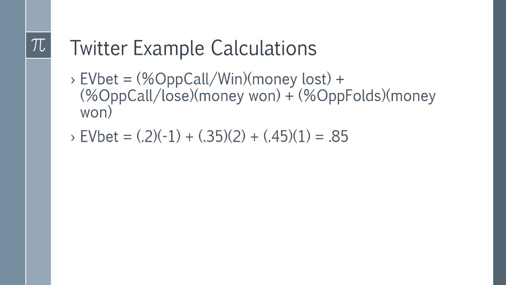And based on the scenario that I set up before, we know that 20% of the time we're going to lose our pot-sized bet because he has the 20% better hands. 35% of the time when he calls, we're going to win the pot plus his pot-sized call when he's calling with the worse hands. And the remainder of the time, he's just going to fold his air. And we can see that the EV of just jamming here is 0.85 pot units.